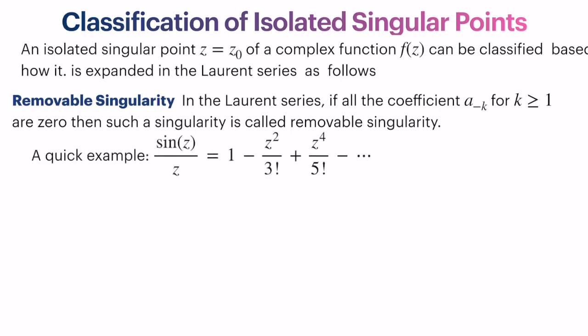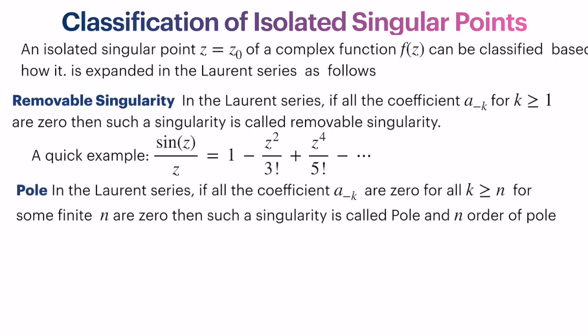For example, the function f of z equal to sin z by z can be expanded in terms of a Laurent series as 1 minus z square by 3 factorial plus z to the power 4 by 5 factorial and so on. Now you look at the function itself, it looks like z equal to 0 is going to be a problem because the denominator goes to 0. However, when you look at the Laurent series, that does not have any problem at z equal to 0, and such types of singularities are called removable singularities.